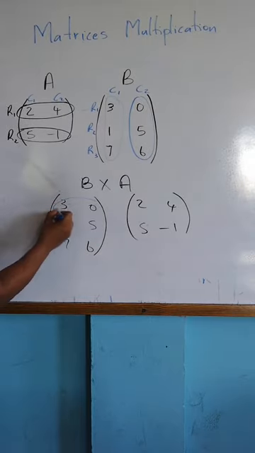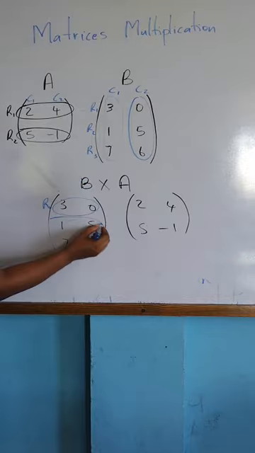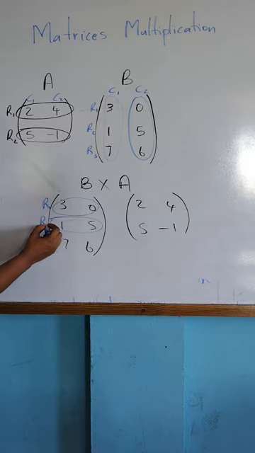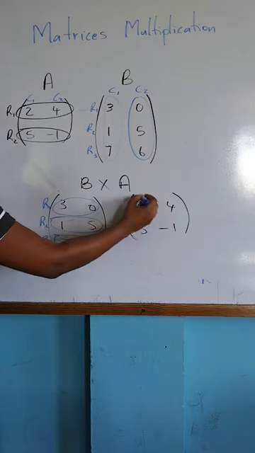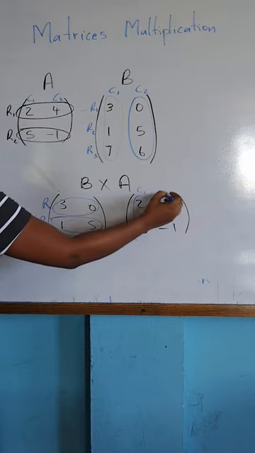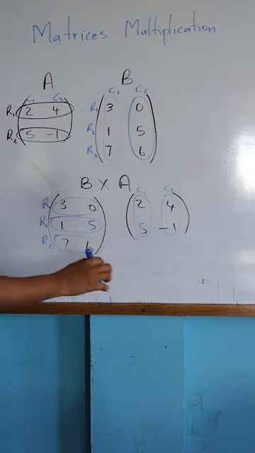From B, I'm highlighting my rows because B is now on the left. So from the one on the left, which is my first matrix, I'm only going to be highlighting my rows. From the one on the right, I'm going to be highlighting my columns. Column 1, column 2. Let's check out the compatibility now.